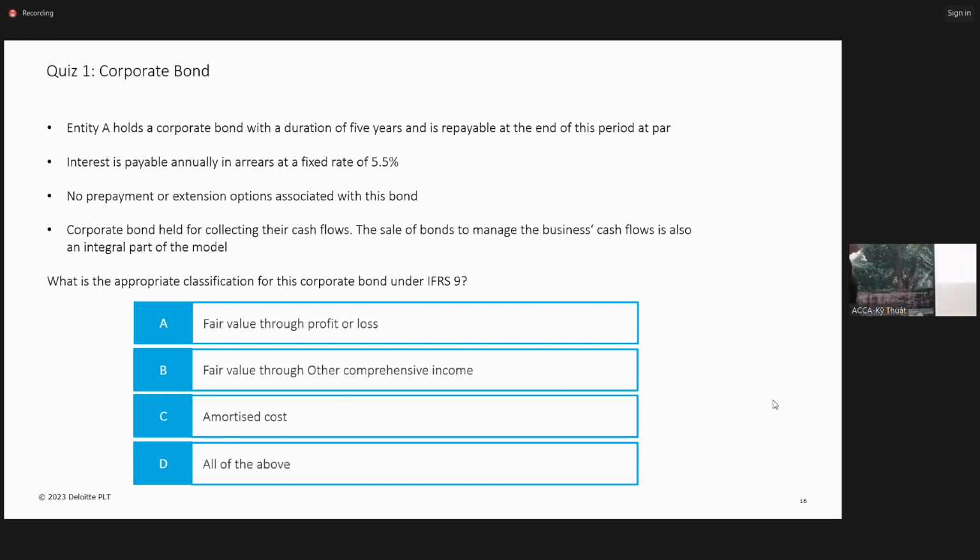So we want to check, do we understand the principles of business model and contractual cash flow, or do we have enough information in the question for us to decide what classification?